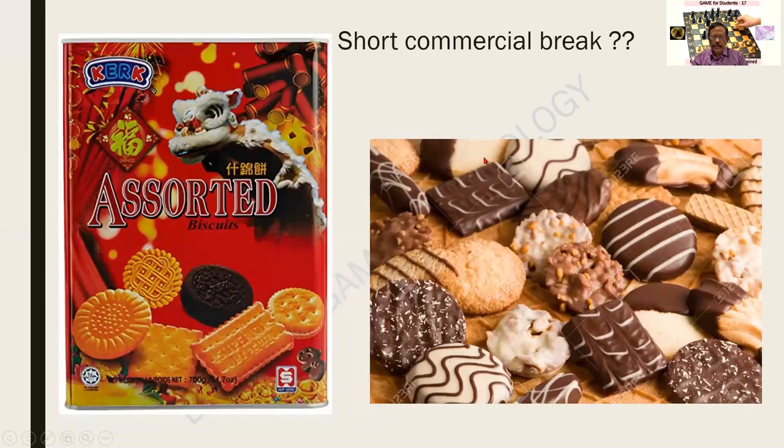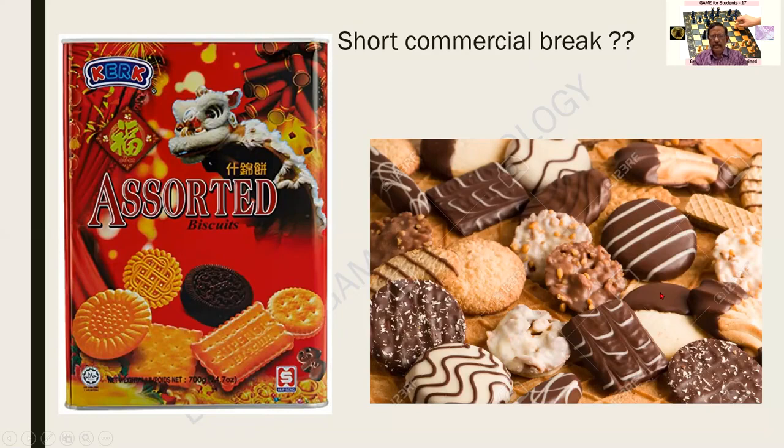A short commercial break. Now look at these two. It is an example of an assorted packet of biscuits. Generally, I used to tell the students, Britannia assorted biscuits, in which I am finding there can be sweet biscuits, there can be salt biscuits, cream biscuits, chocolate biscuits, and wafers, etc. They are all mixed together in a single pack without any relationship to each other.